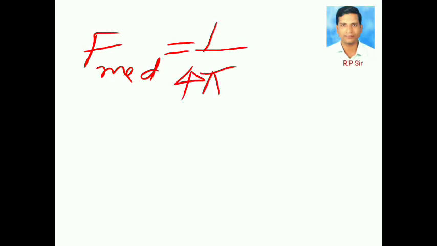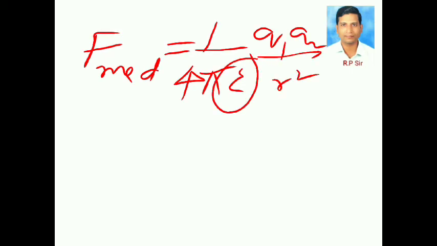When two charges are kept in a medium, then the Coulomb force F medium is equal to 1 by 4 pi epsilon Q1 Q2 by r square, where epsilon is the permittivity of the particular medium.